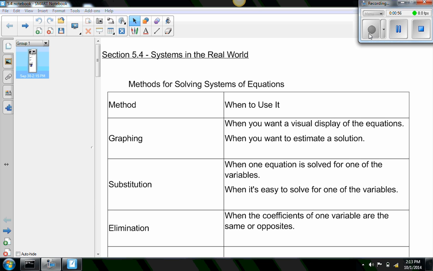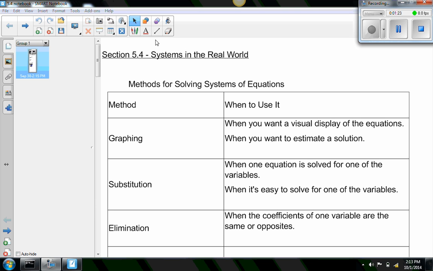You want to use the elimination method when the coefficients of one variable are the same or opposites. So what does that really mean? The coefficient is the number in front of the x or y. Like 3x, the coefficient would be 3. If you had 3x in both equations of the system, it'd be easy to eliminate the x's and continue on that way.